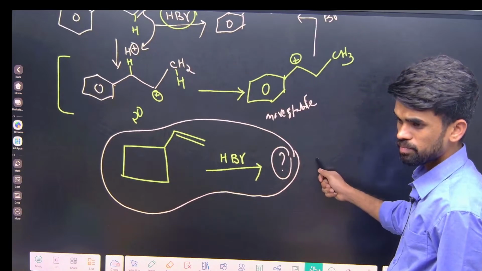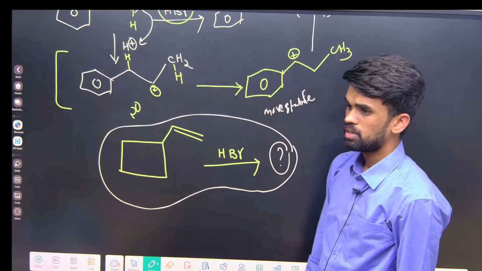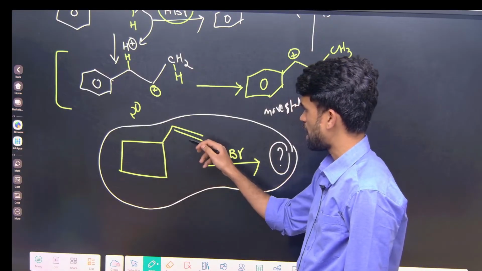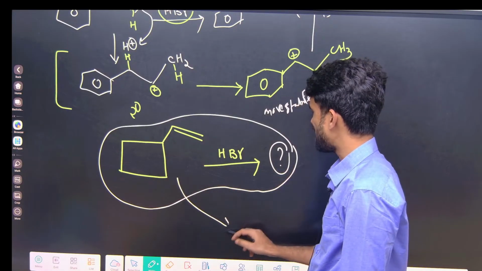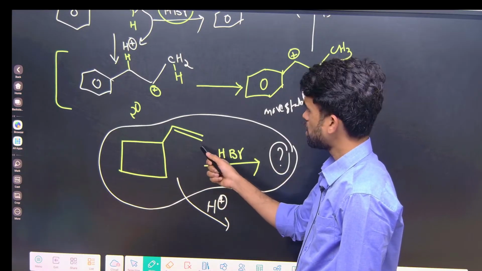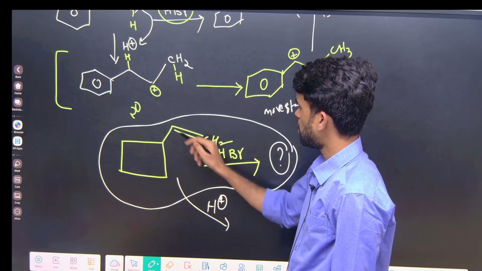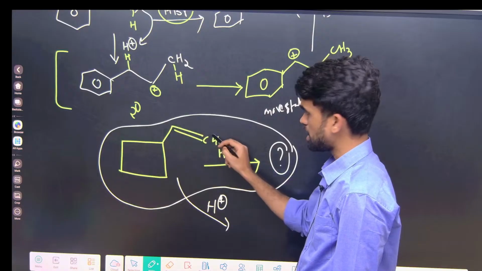Got the answer? So this is a 4-membered ring now. So what happens first of all? See, this is a 4-membered ring. We are adding HBr. First of all, add H plus ion. Where is this H plus ion added? The double bond. So if I add H plus at this side, the positive charge is in the middle, so here positive charge, here H plus.